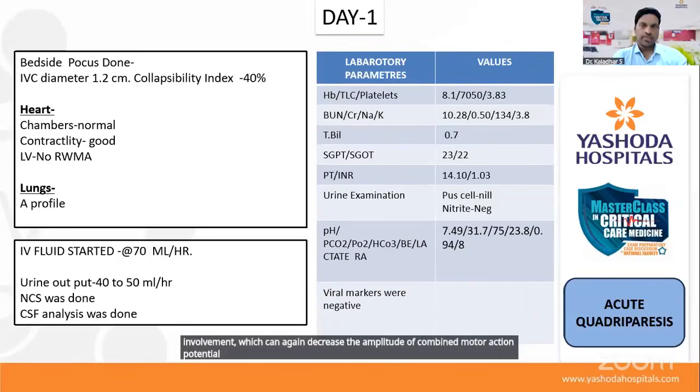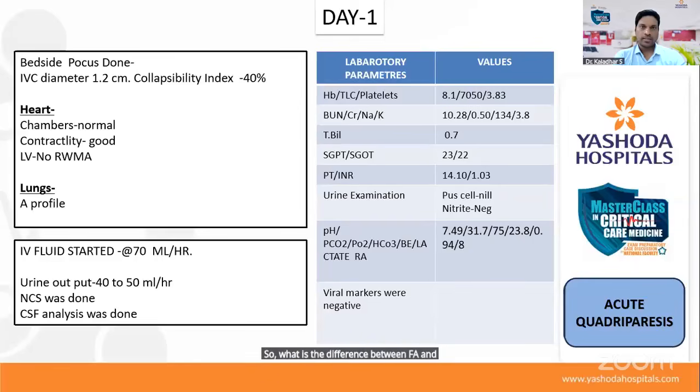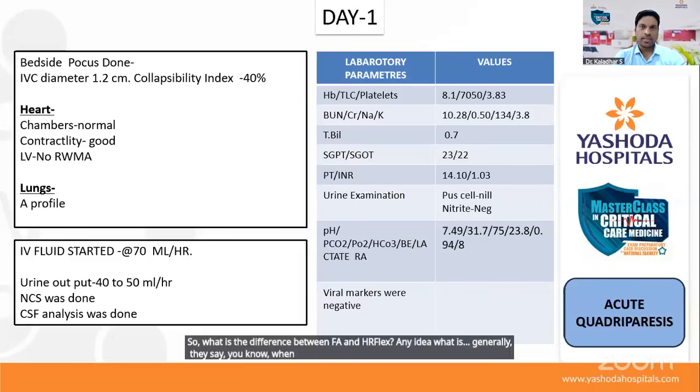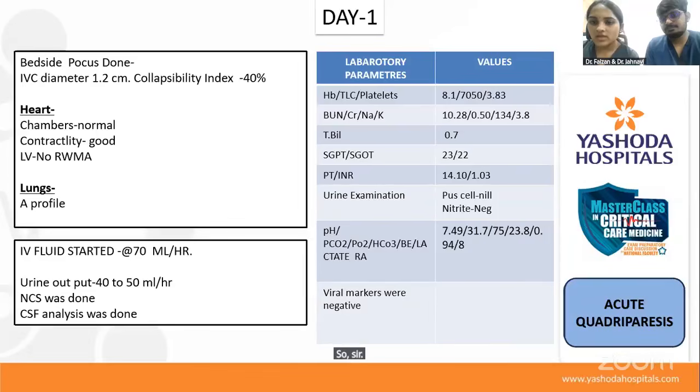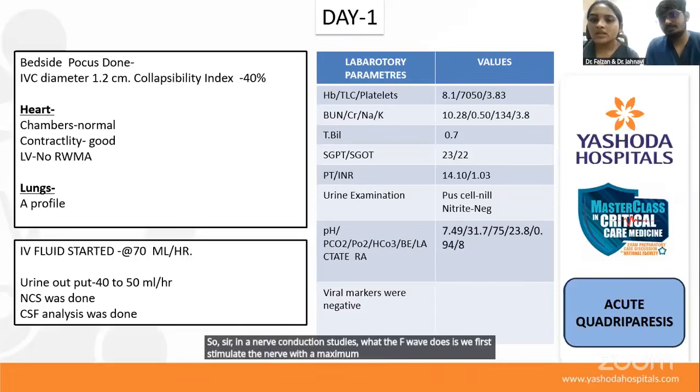So what is the difference between F wave and H reflex? Any idea? Generally when the neurologist comes at the bedside, you will be discussing nerve conduction studies. So they say sometimes F wave latency and all. What do you think are the differences between them? So, sir, in nerve conduction studies, for the F wave we first stimulate the nerve with a maximum amplitude. Usually, the impulses should travel antidromically, sir. So, that is the usual pathway.